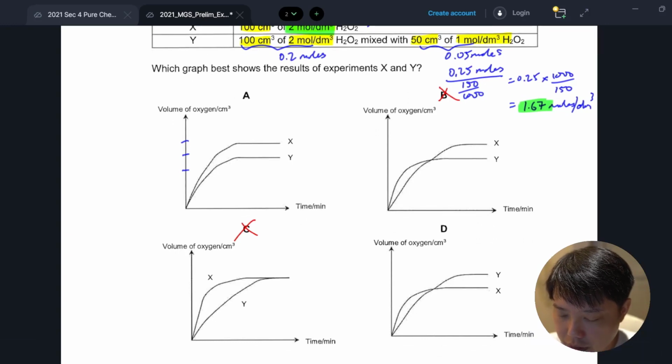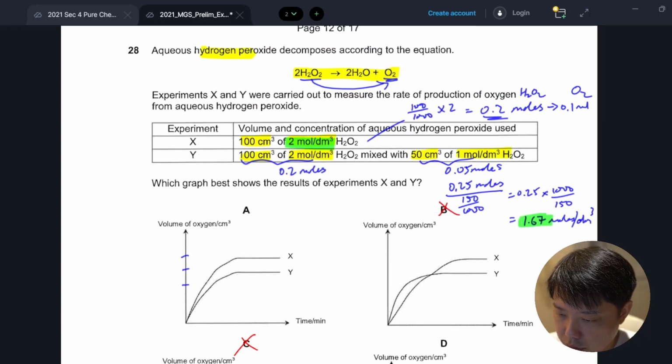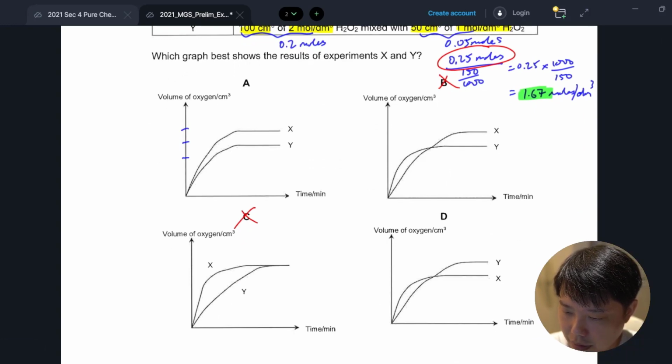Which one should have the higher number of moles of O2? Basically, you need to look at the number of moles in total. X has 0.2, Y has 0.25, so Y should end up higher. That leaves us with option D, which is correct. A is wrong. So our answer here is D.